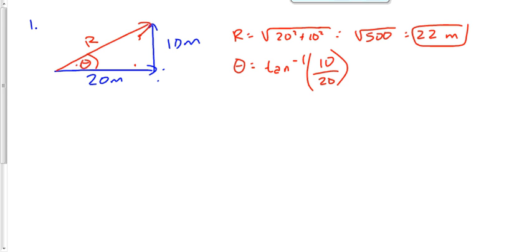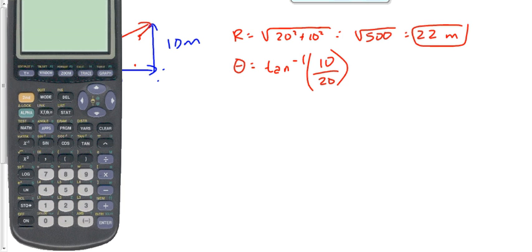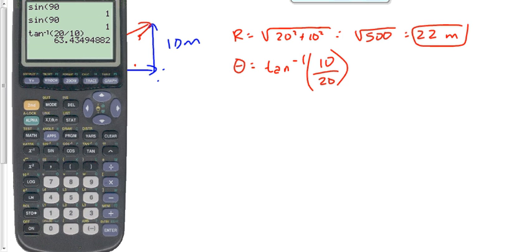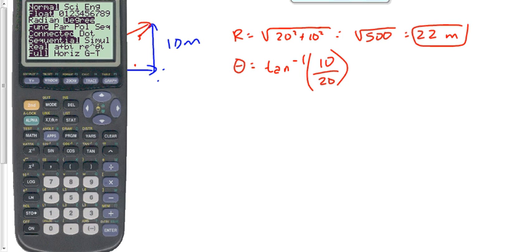So let's do this on the calculator up here just to make sure that you guys can all do this. Let's say theta is equal to the inverse tan. Make sure you're in degree mode. What was the trick for that one? A nice little quick check is sine 90. If it equals 1, then you're in degree mode. So you're in the right mode if sine 90 equals 1. And if you're not in the right mode, then you're going to have to go into mode and switch it around down here.